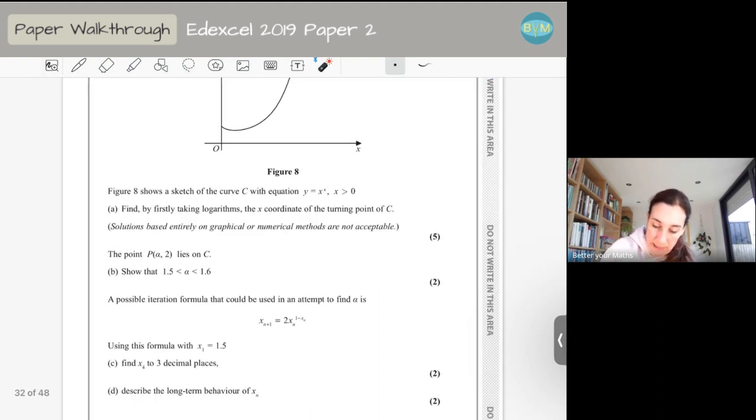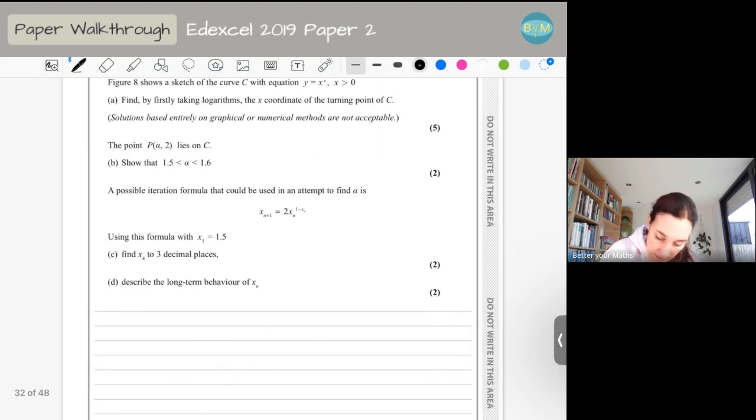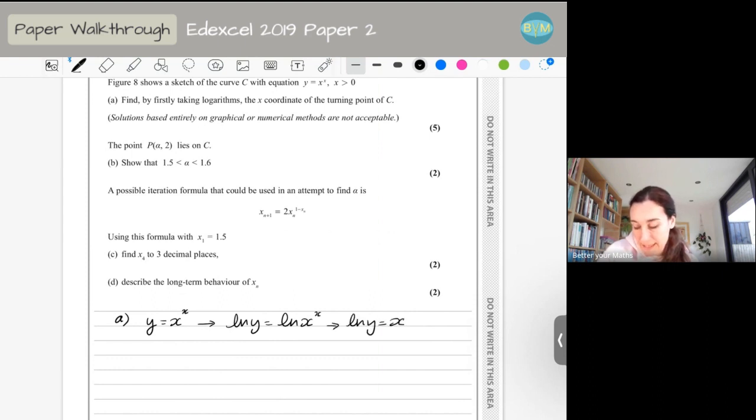So if I have my curve and I take ln, I have that y is x to the power of x. If I take ln, I have ln y is ln of x to the power of x. They are asking me to take ln to use the properties, obviously. So I'm going to write that ln y is x ln x. And now I'm going to differentiate to find the stationary point.